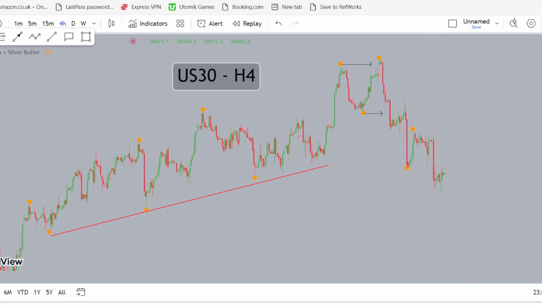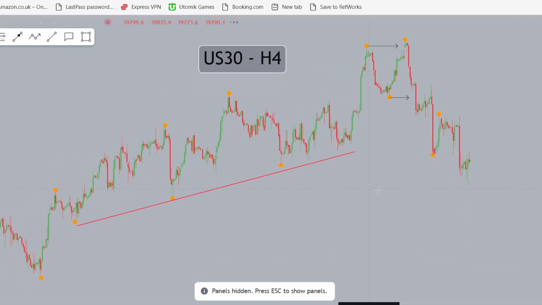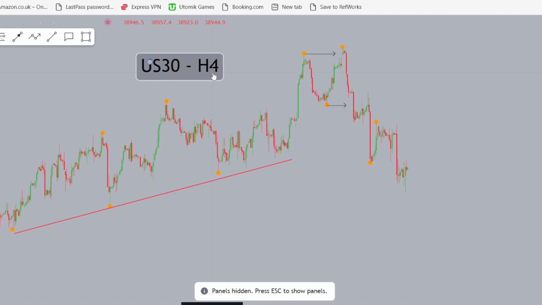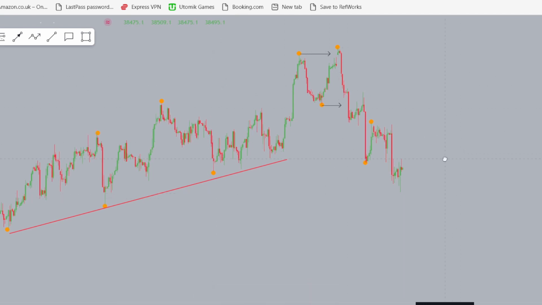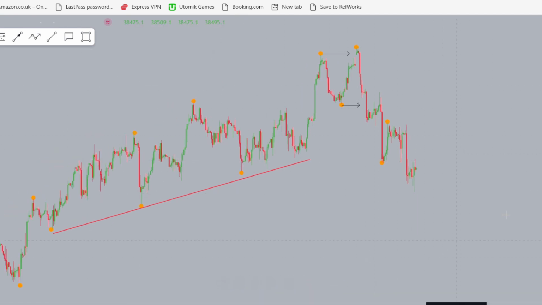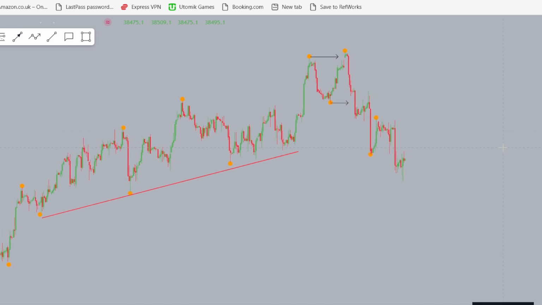So here we have the US30 on the 4-hour time frame, right? The way that I have marked out my structure is pretty self-explanatory, I think, at this point. I have made a separate video on how to mark out structure, so I recommend checking that out if you haven't already seen.